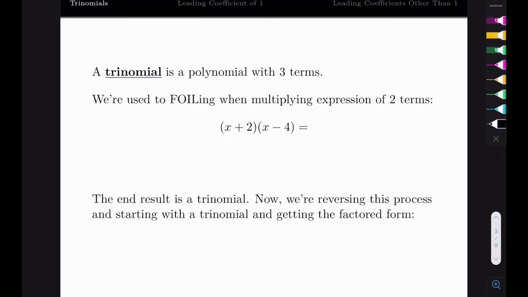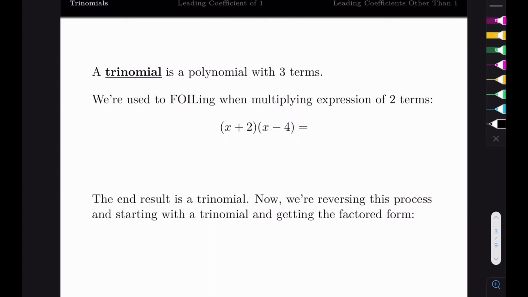So a trinomial is just kind of combining two things. Tri meaning 3, and nomial helps us identify it's a polynomial. So a trinomial is just a polynomial with 3 terms. And really where this comes from is from our typical foiling method.